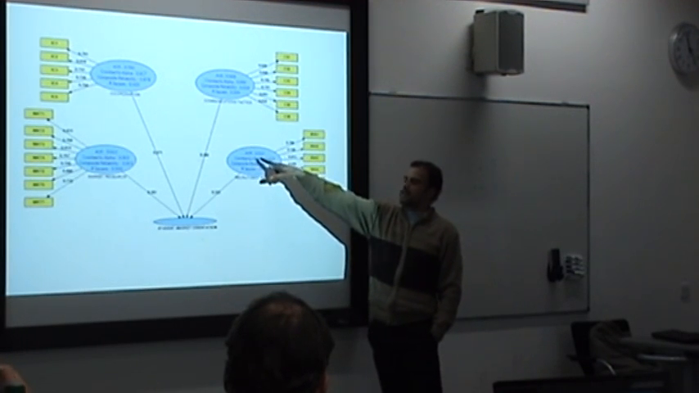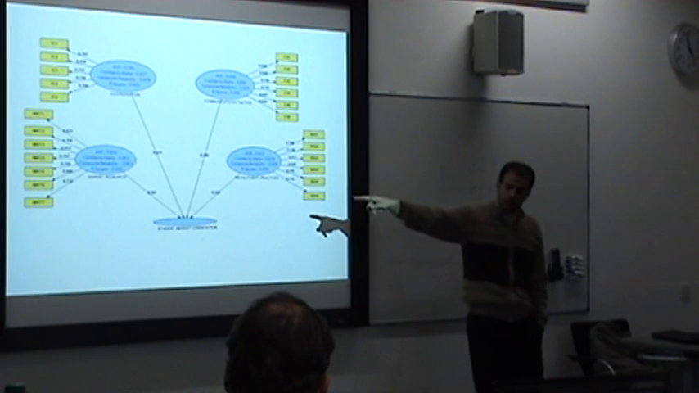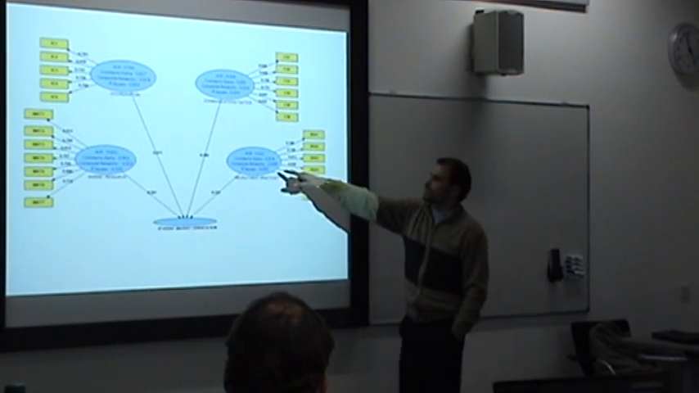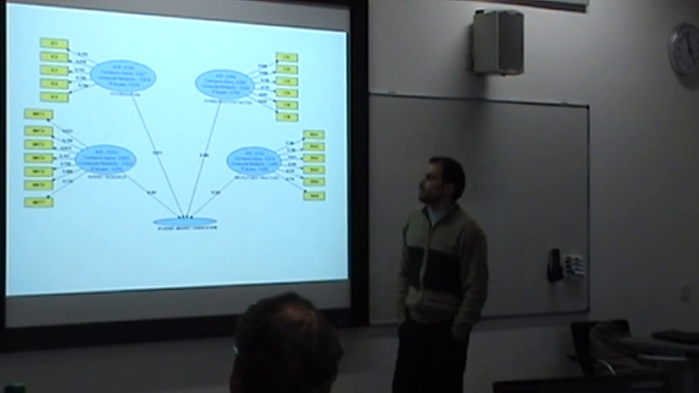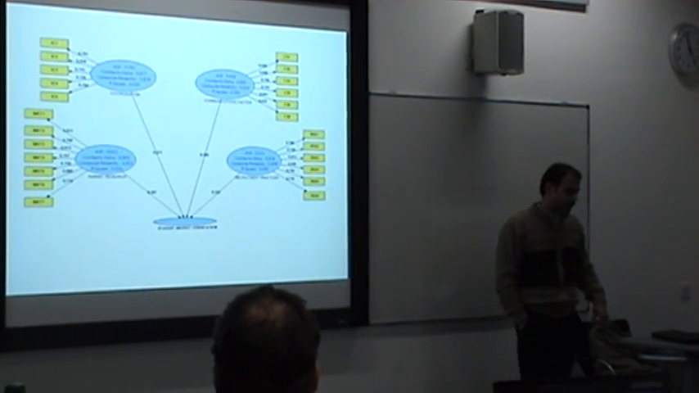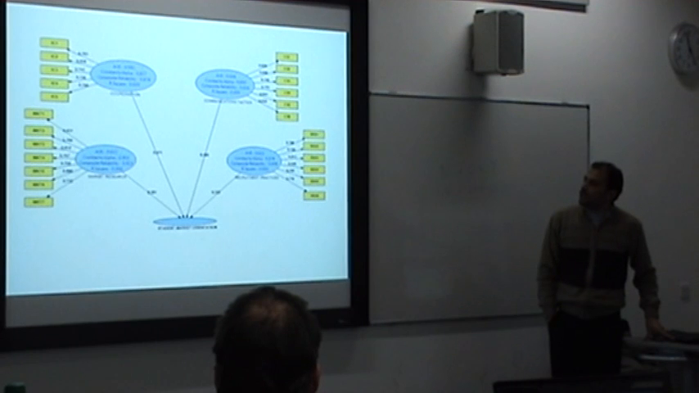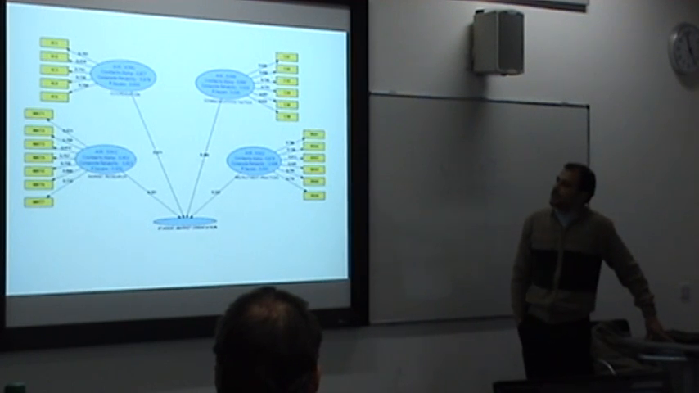The average variance extracted should be higher than 0.50, Cronbach alpha higher than 0.70, composite reliability should be higher than 0.80, and as you see, market research has the highest contribution. Interfunctional coordination has the lowest contribution.